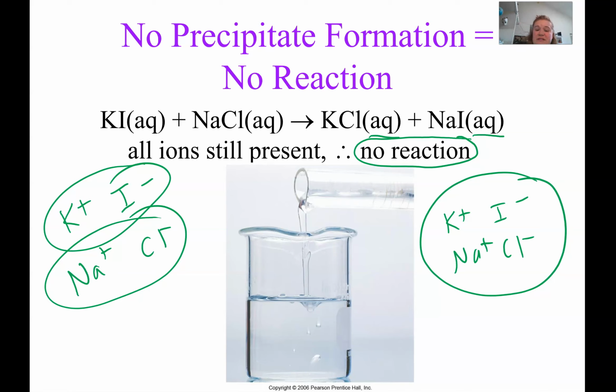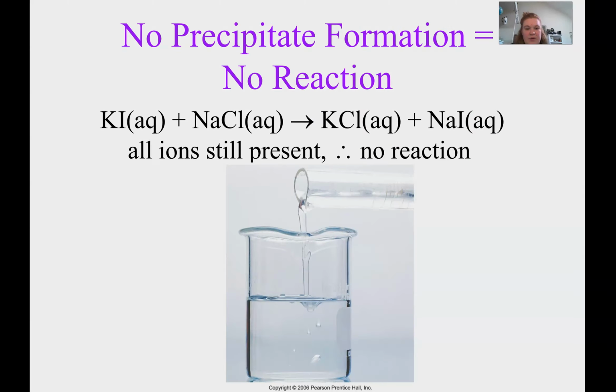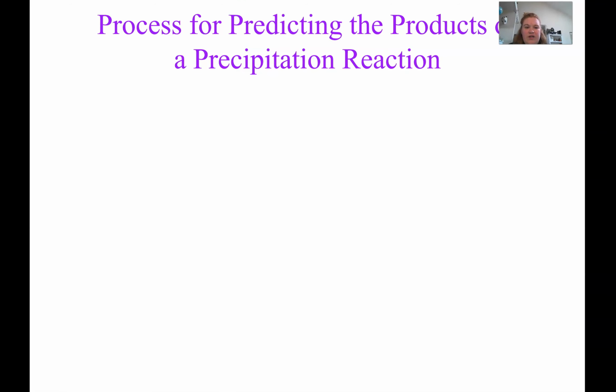Now in person, this is easy to see because there's no solid forming. But on paper, how we know is we go back and look at that table. We look up KCl, we look up NaI on that solubility rule table to see if they would be soluble or insoluble. So we're going to practice that. We're going to write out a full equation. This is how we predict products and complete a reaction.